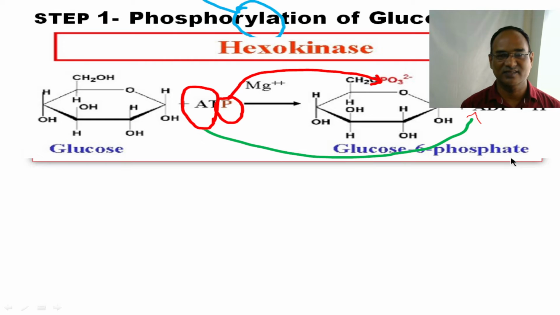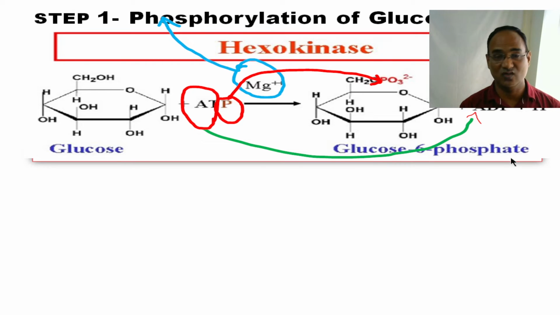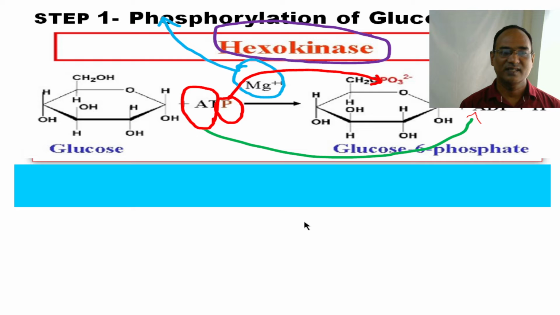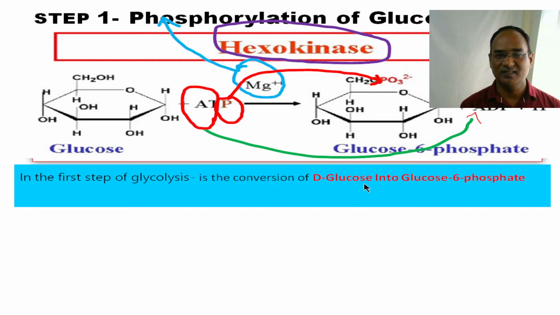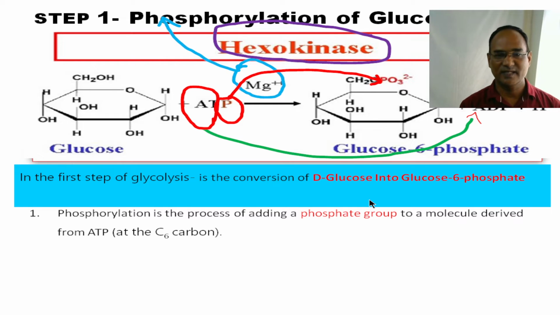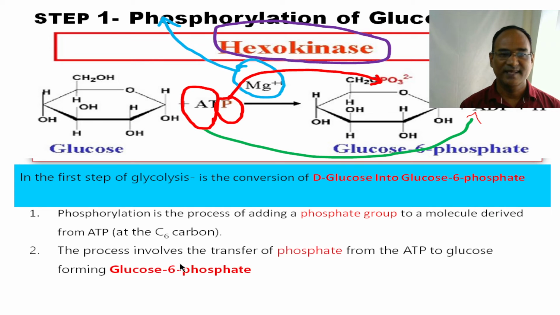It is the first stage of glycolysis. For this, magnesium has to be involved, and hexokinase has to be involved to make the phosphorylation. Then only can glucose be converted into glucose 6-phosphate. For this, hexokinase is involved. In the phosphorylation, a phosphate group is added to the 6-carbon molecule, and this process involves transfer of one phosphate from ATP into glucose, forming glucose 6-phosphate.